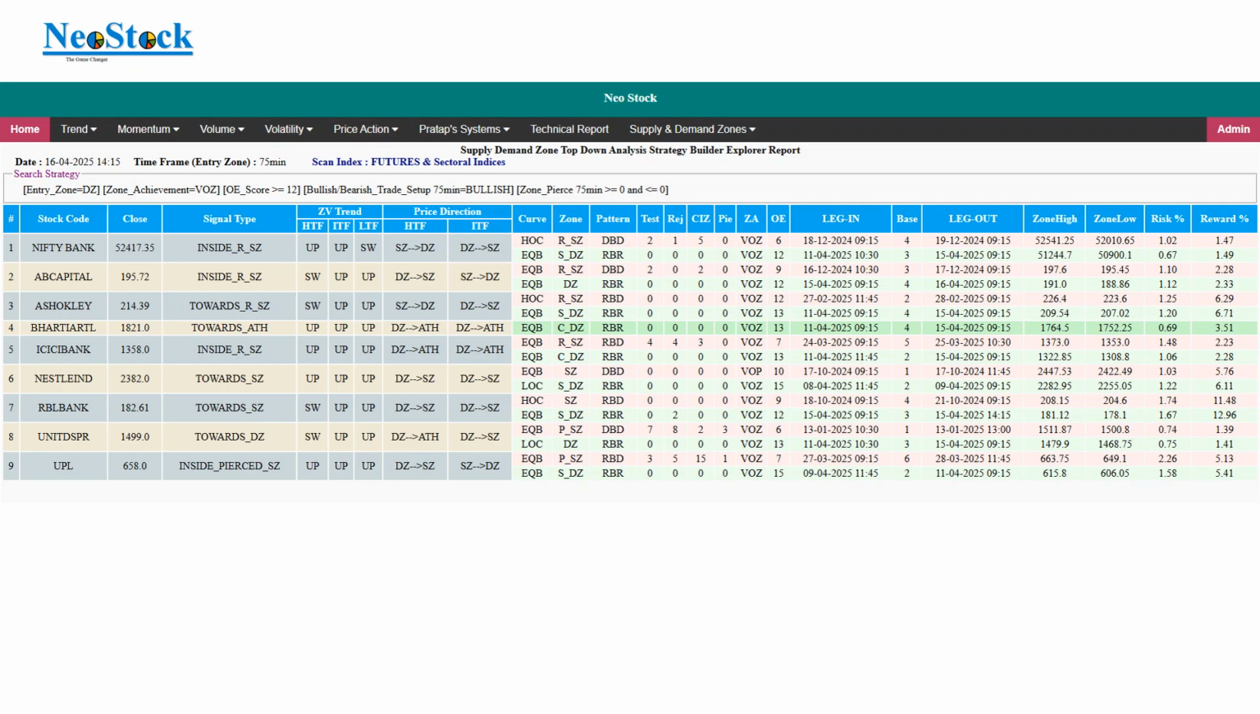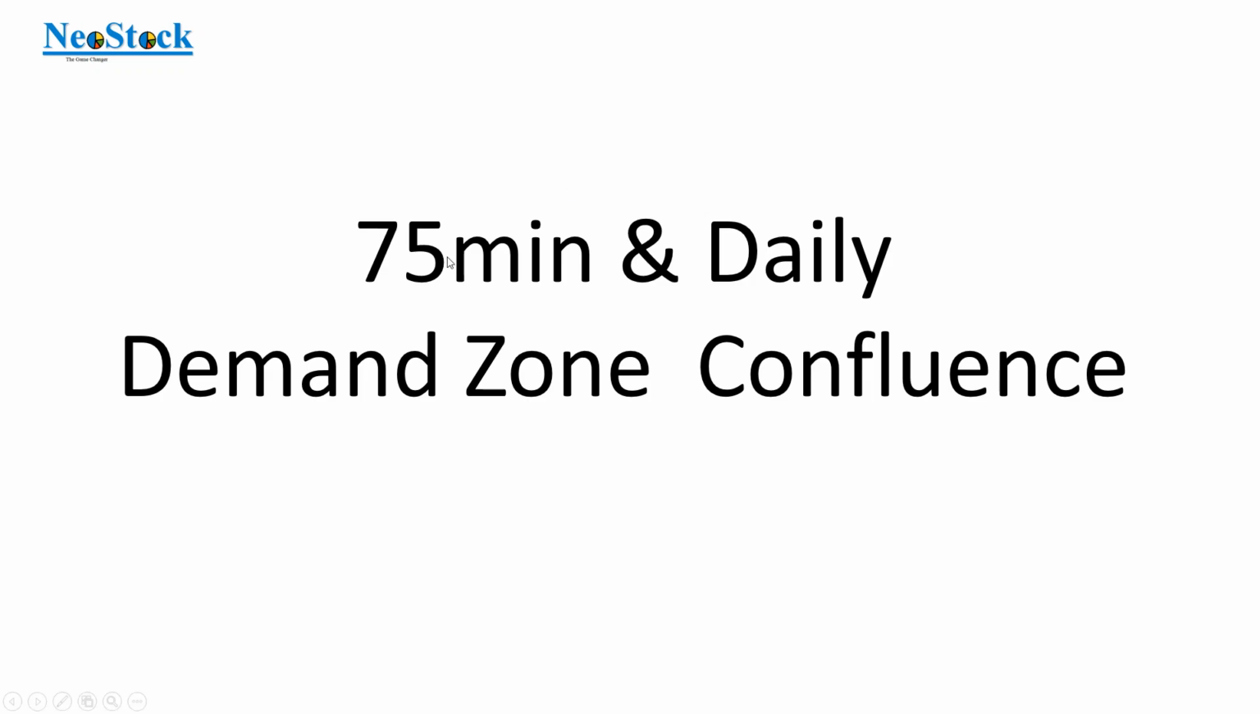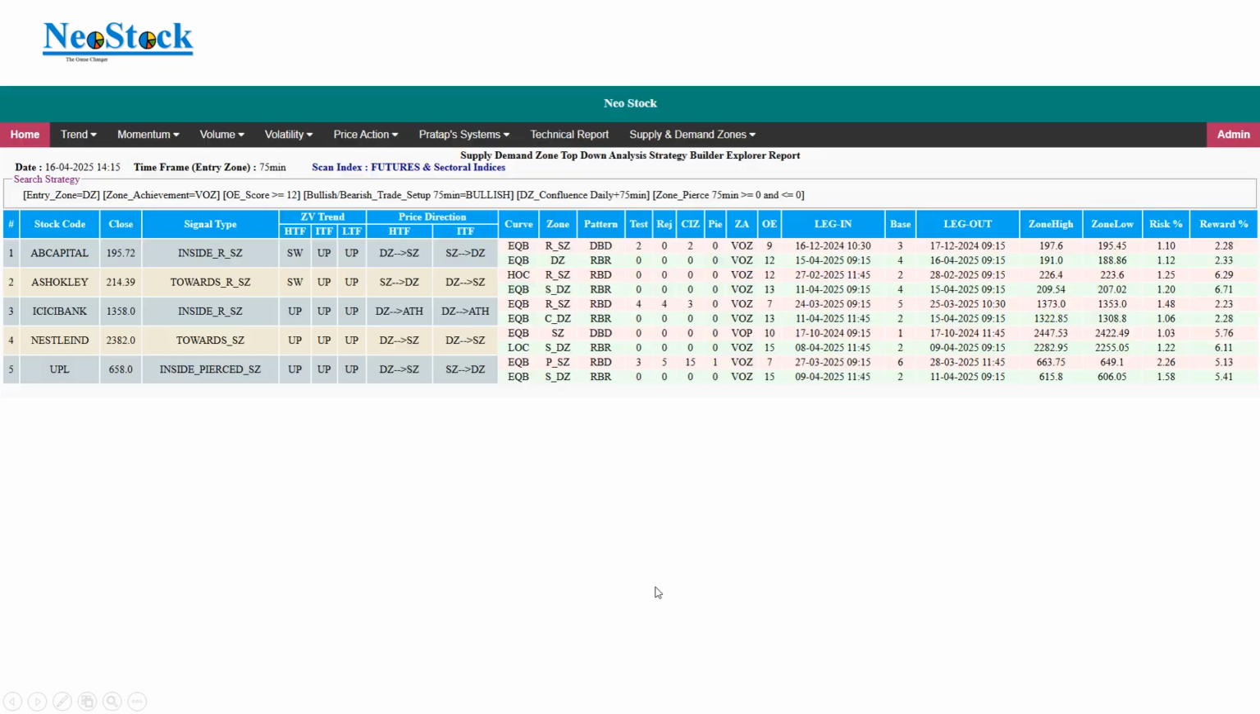on this zone confluence. First LTF, ITF demand zone confluence, that is 75 minutes and daily demand zone confluence. We got 5 stocks. So that is daily and 75 minutes demand zone confluence. Okay. Daily trend is up. Let us look for EMA confluence. Daily demand zone with daily EMA. Then the overlapped 75 minutes demand zone might be having more high probability to get success.